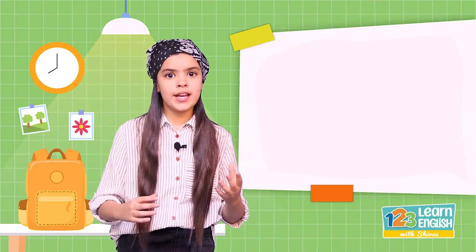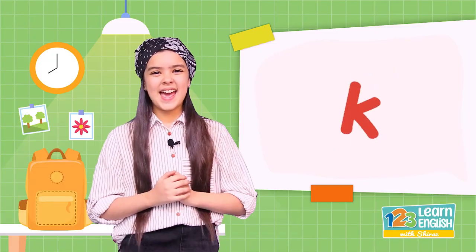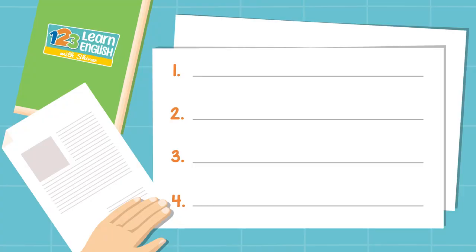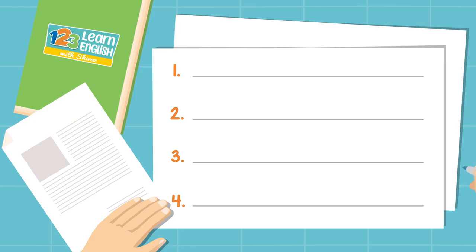Now, my friends, let's learn together how you write capital K and as well small k. Alright, my friends, so as usual, we have 4 lines. 1, 2, 3, and 4. But we're pretty much only going to be using these 3 lines. 1, 2, and 3. So let's go ahead and begin with capital K.